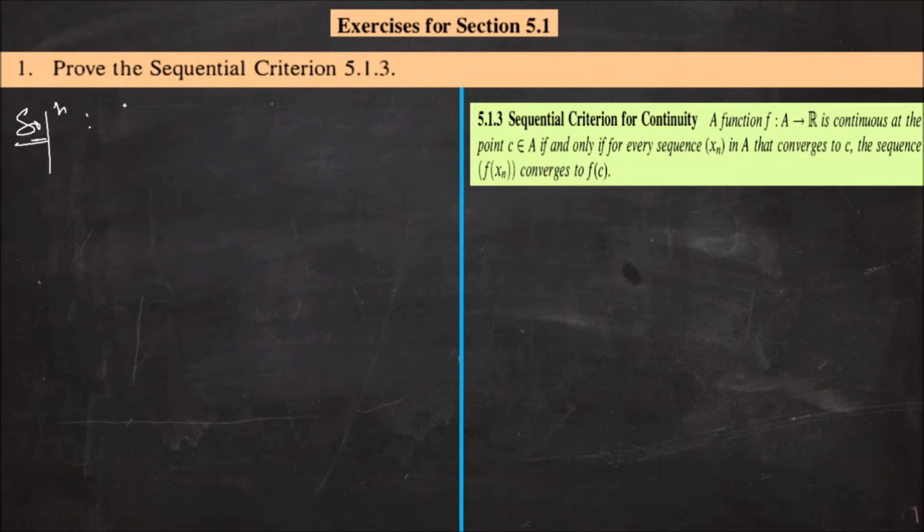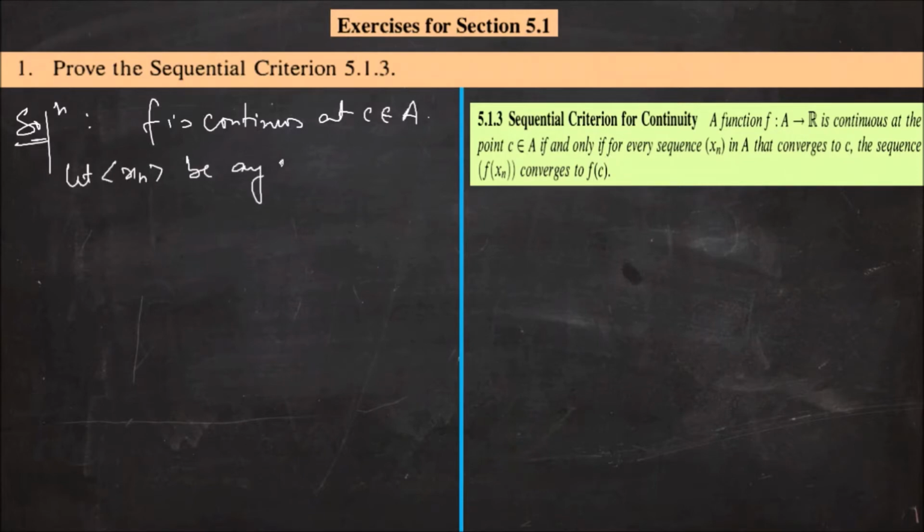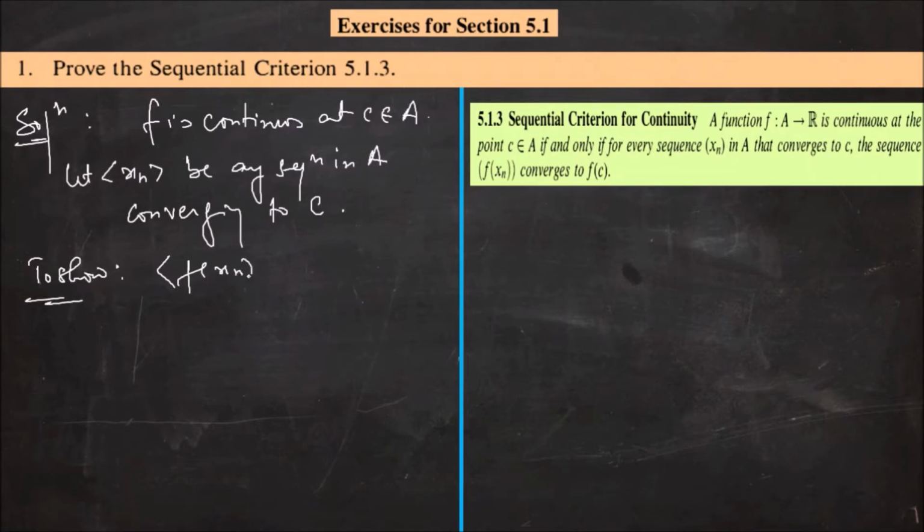Solution. So we will assume that f is continuous at c belonging to A, and we will show that for every sequence xn in A that converges to c, the corresponding sequence f(xn) must converge to f(c). So let xn be any sequence in A converging to c. To show f(xn) converges to f(c).